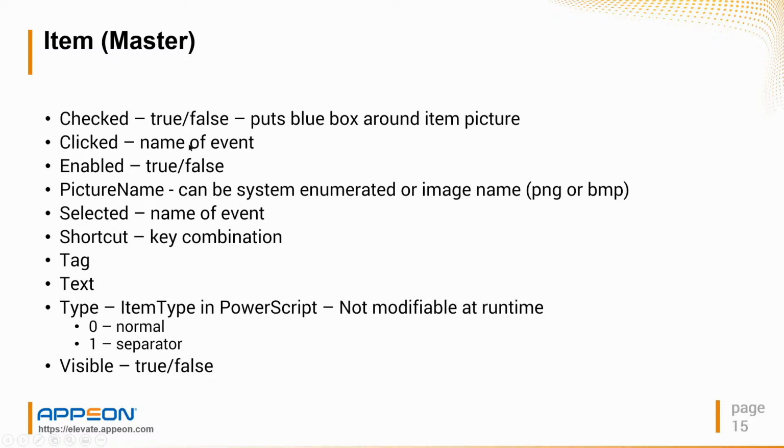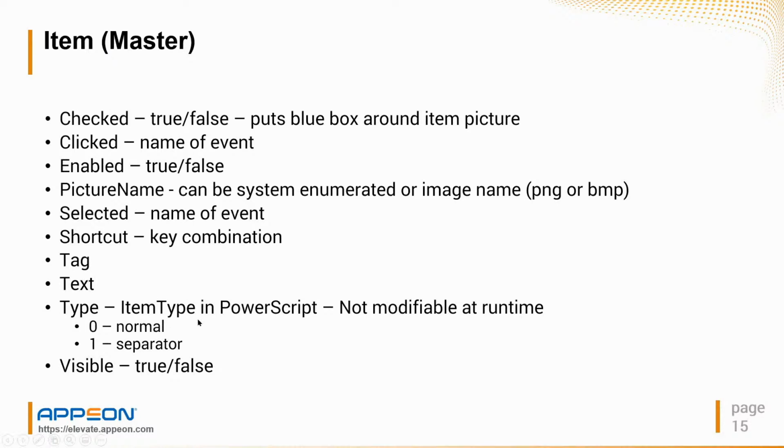What's a little unusual, particularly if you're familiar with PowerBuilder menus, is that in the PowerBuilder menu, the shortcut is part of the text. And in the RibbonBar control, it's actually a separate property, so that's kind of nice. The other one is that the checked property doesn't actually check the menu item. What it does is it puts a blue box around the picture. It tends to make it look selected. So that's the effect that checked has.